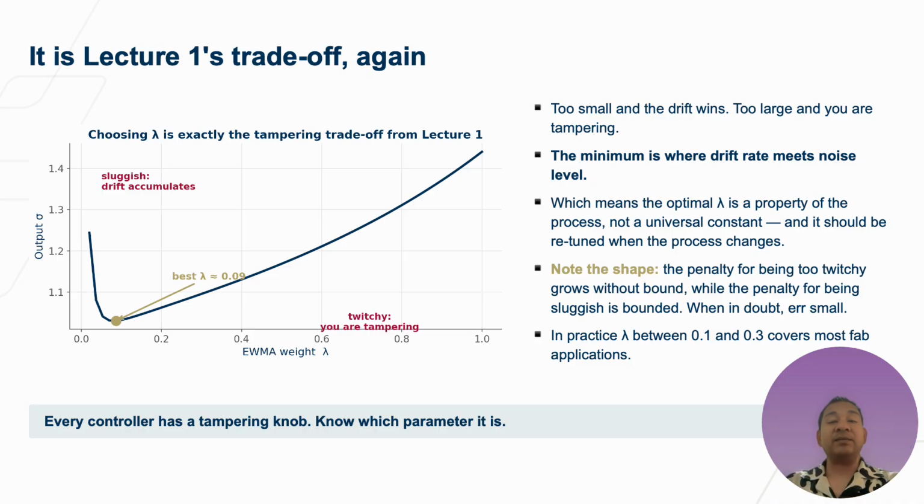In practice, lambda between 0.1 and 0.3 covers most fab applications. And the general lesson, every controller has a tampering knob. When you are handed one, find out which parameter it is.